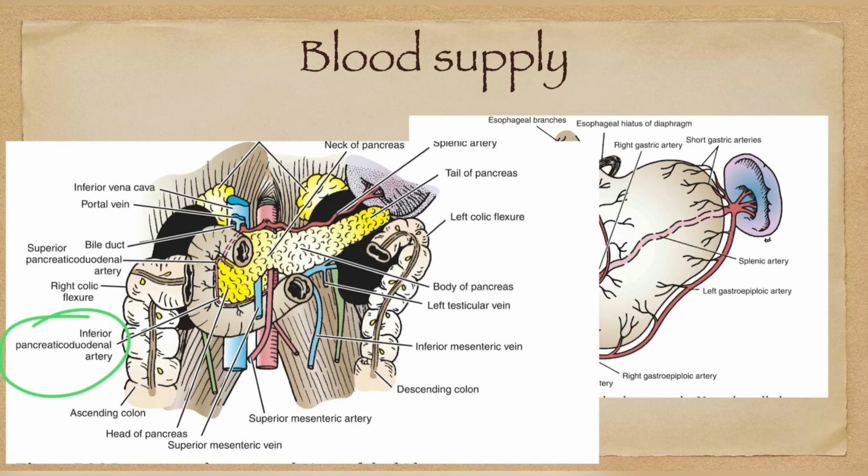Below the major papilla قلنا راح ياخذنا blood supply من superior mesenteric artery، فالسوبيريور mesenteric artery راح يعطينا inferior pancreatoduodenal artery which supplies the lower part of the duodenum.